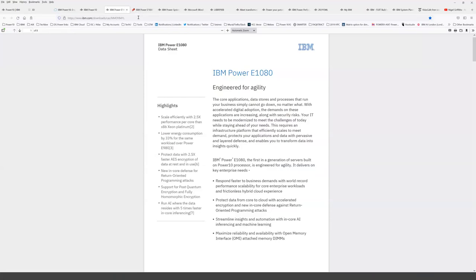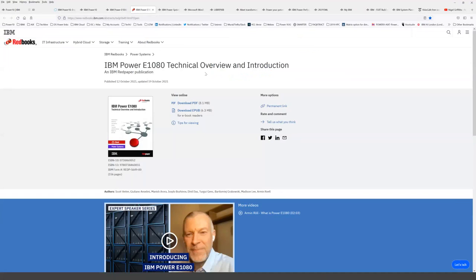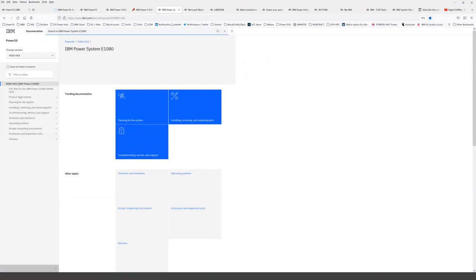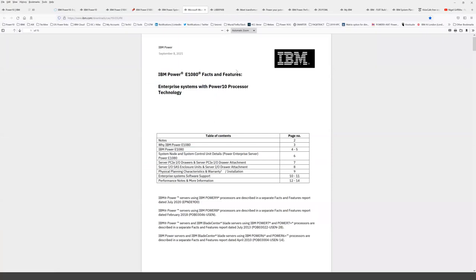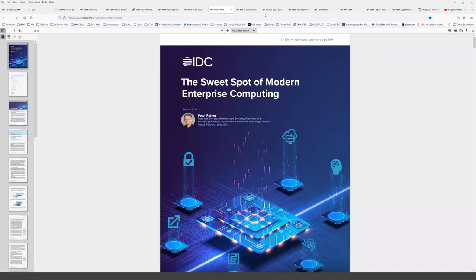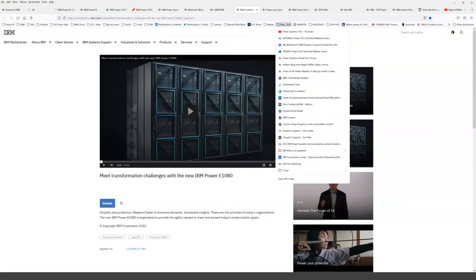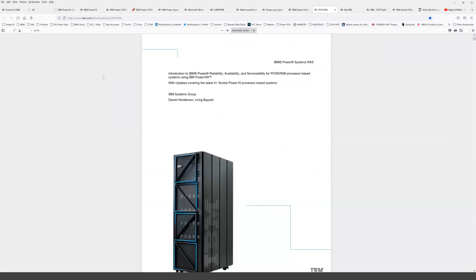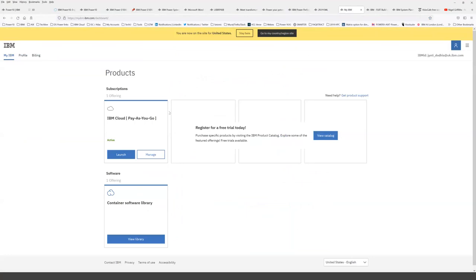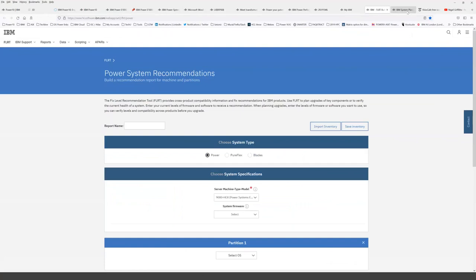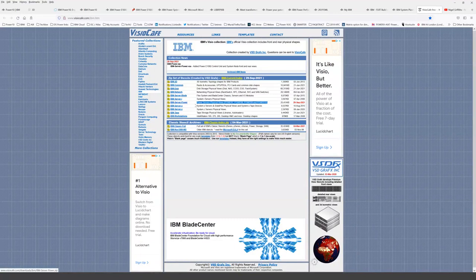There is also the Red Book, the Technical Overview and Introduction, which has been recently published. And then here we have the IBM documentation page for the Power10 server. And there's also resources with the facts and features that you would normally see for particular systems, an IDC report, some more videos, and also the RAS capabilities, performance reports, FLRT and system planning page, and also Visio templates for the Power servers that have been updated at the end of September.